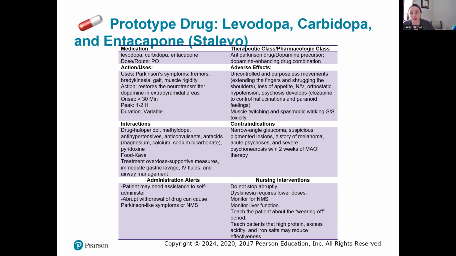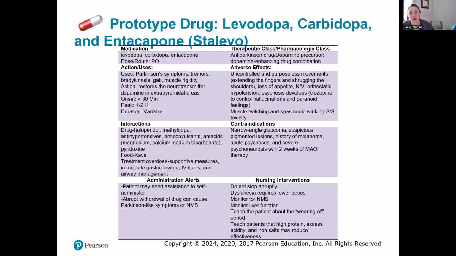Loss of appetite, nausea, vomiting, orthostatic hypotension. That's a big one. I see that a lot, especially with the elderly. They get the orthostatic hypotension from this. You can also have psychosis, so you can have hallucinations and paranoid feelings. You can give clozapine if they're having these kinds of symptoms.